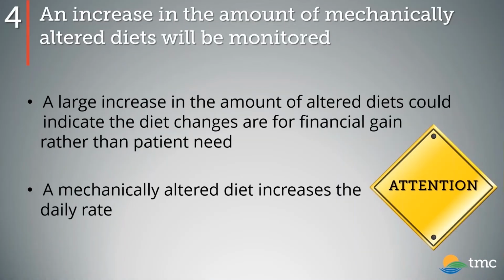The fourth area of audit is an increase in the amount of mechanically altered diets will be monitored. As you know, mechanically altered diets is something that can increase the daily rate for the SLP case mix of PDPM, and that's because mechanically altered diets and swallowing problems are used to calculate the daily rate for ST. So if there's a large increase in the amount of altered diets, that could indicate that those diet changes are for financial gain rather than patient need.